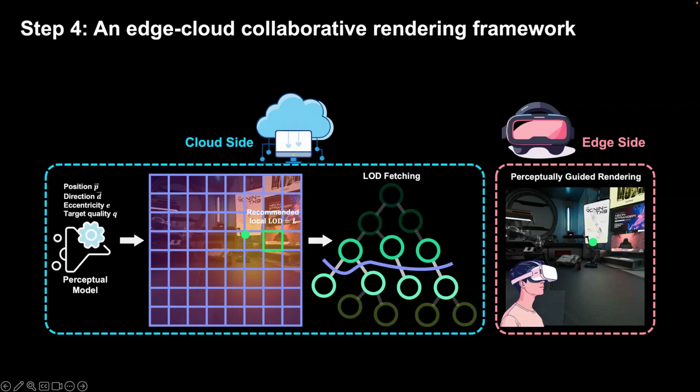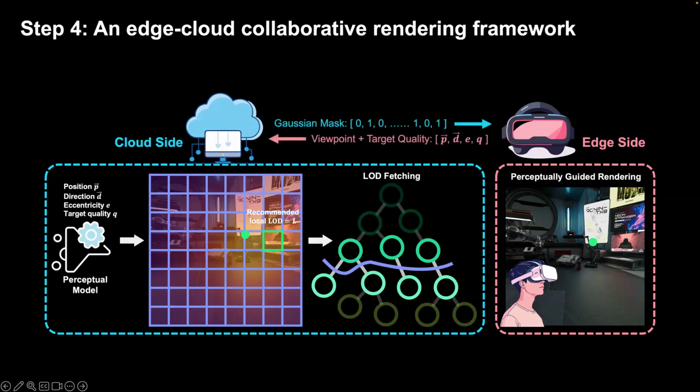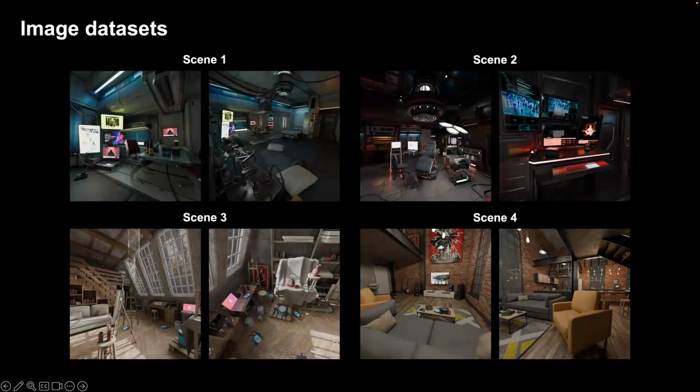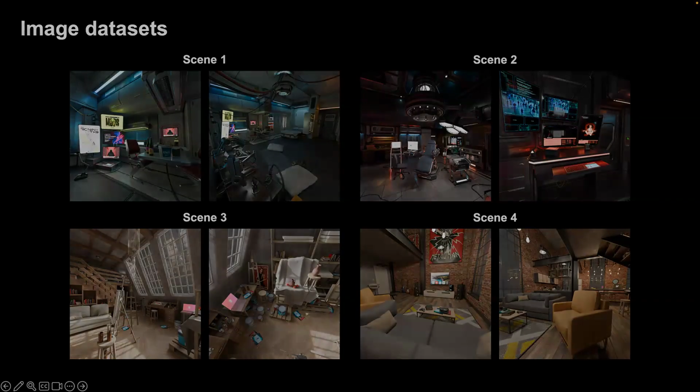steps to the cloud. At runtime, the edge MR device transmits the user's current viewpoint and target quality level to the cloud and receives a binary mask specifying the subset of Gaussians to render. To support our investigation in immersive MR settings, we constructed 4 high-quality image datasets featuring photorealistic scenes.